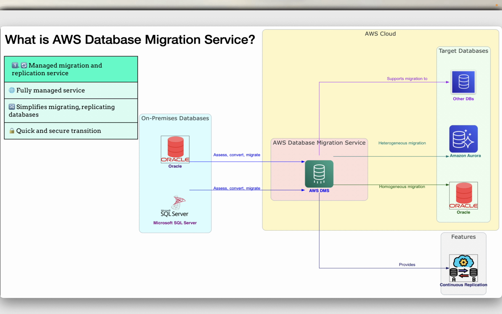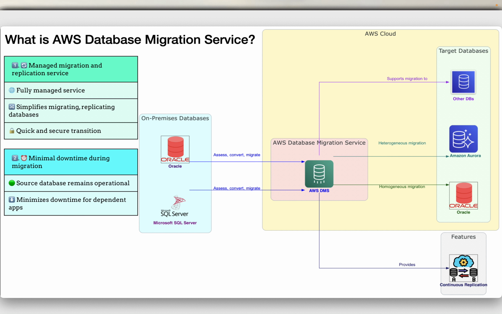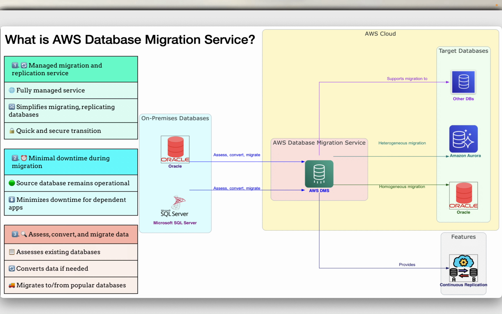AWS DMS is a fully managed service that simplifies the process of migrating and replicating databases to AWS, ensuring a quick and secure transition. The source database remains fully operational during the migration process, minimizing downtime for applications that depend on the database. AWS DMS can access your existing databases, convert the data if necessary, and migrate it to and from the most widely used commercial and open source databases.